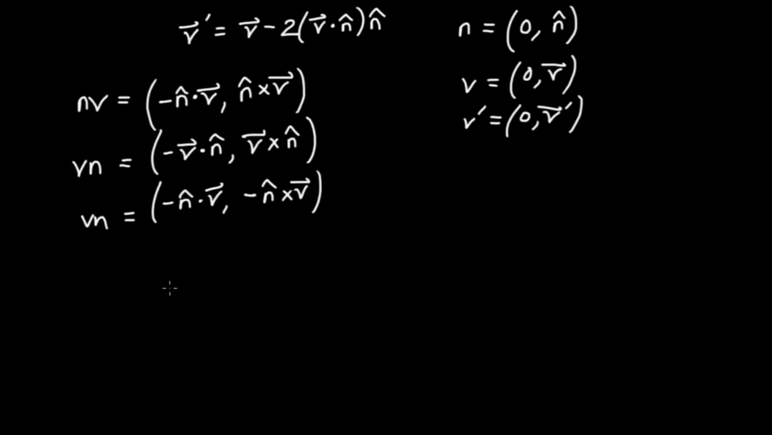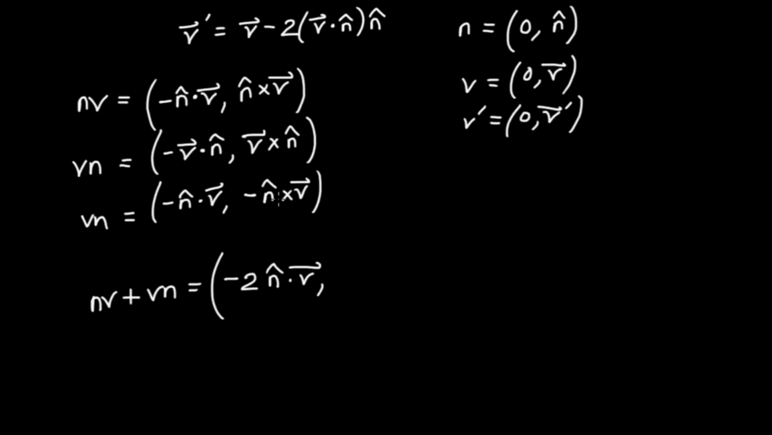For my next trick, what I'm going to do is take that quaternion nv and add it to vn. So I have nv plus vn. So I'm just going to combine those scalar parts together and combine the vector parts together. Since those scalar parts were the same, what I get is minus 2 copies of n dot v.